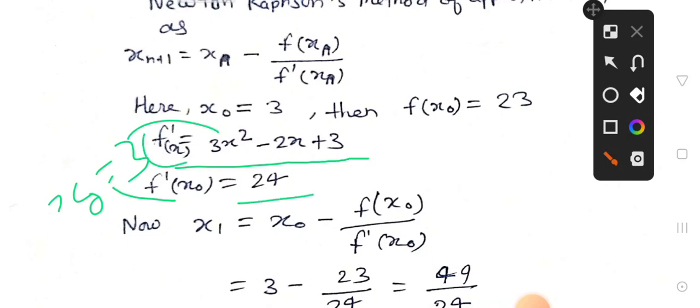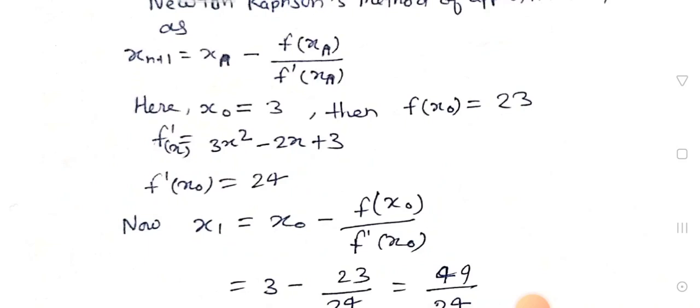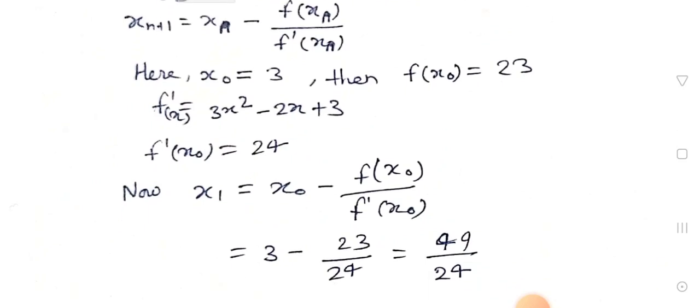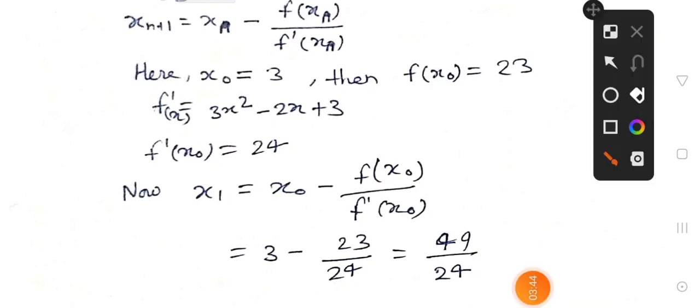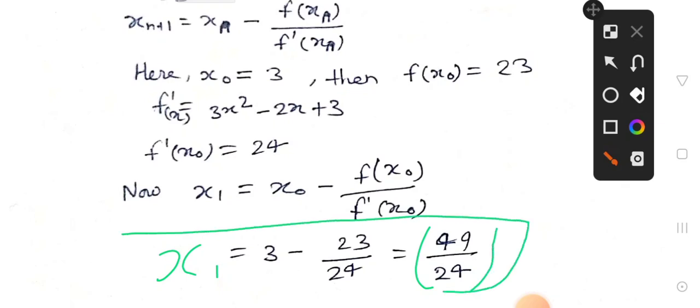Now we find that x1 is equal to x naught minus f(x naught) upon f dash x naught. So putting all these values in the Newton-Raphson equation, we find 3 minus 23 upon 24. After calculating, we find x1 equal to 49 upon 24. This is the method of finding the solution of the equation by using the Newton-Raphson approximation method.